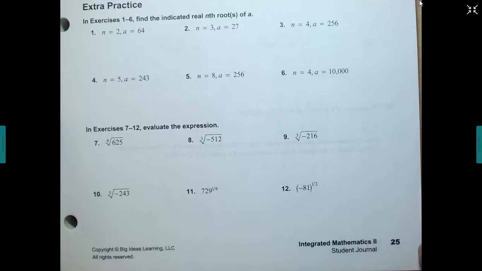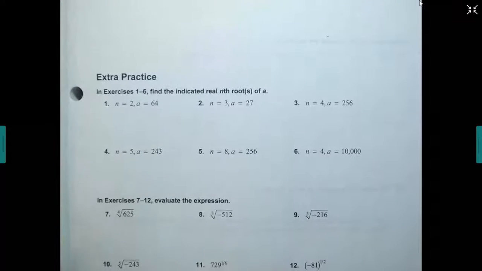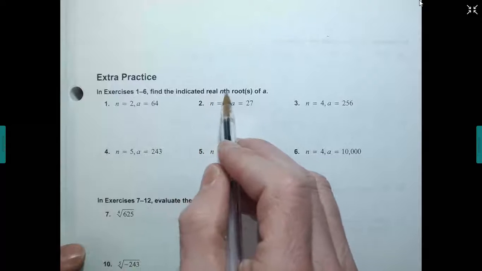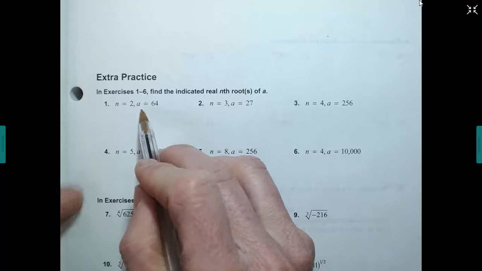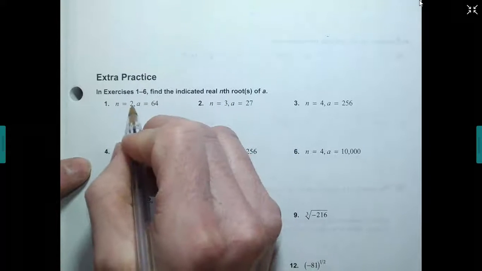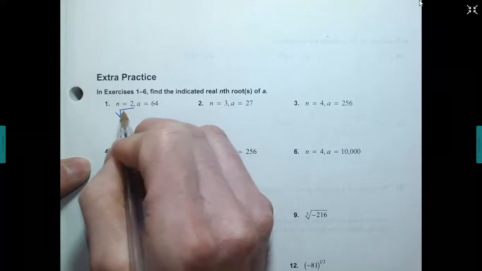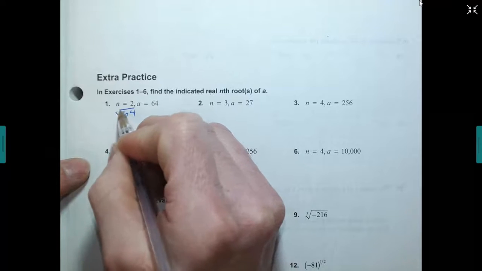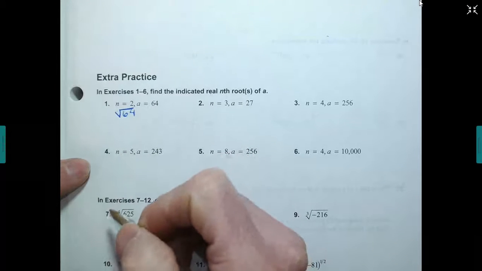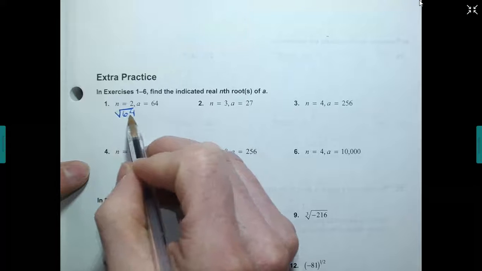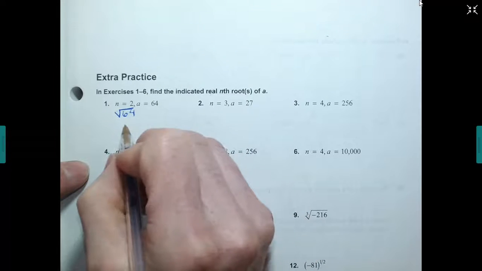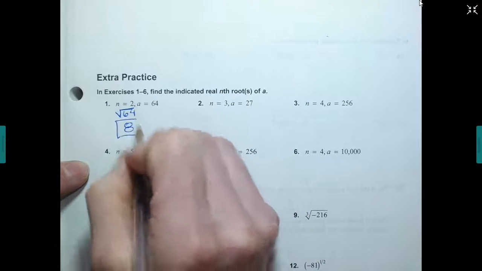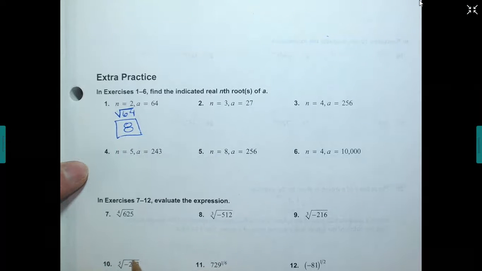So extra practice, we're on page 25. Extra practice, I'll do the odds, and you're going to do the evens. All right. Find the indicated real nth root of a. So essentially I could rewrite this as the second root of 64. So the 2 would go here, but again, if it's a square root, I already know it's to the 2. So what times itself equals 64? Oh, 8 times 8 equals 64. So my answer is 8.